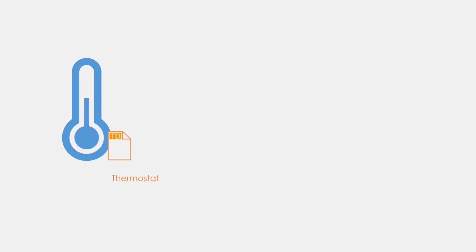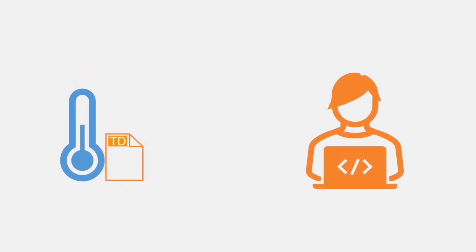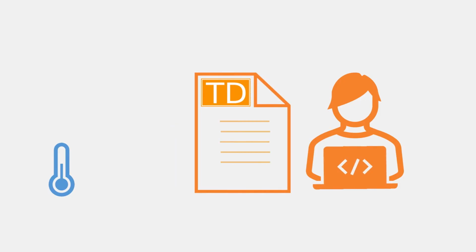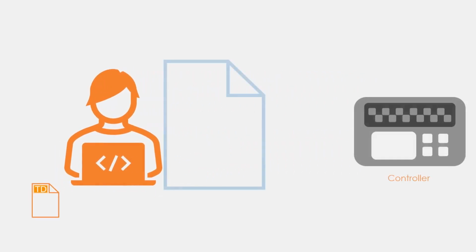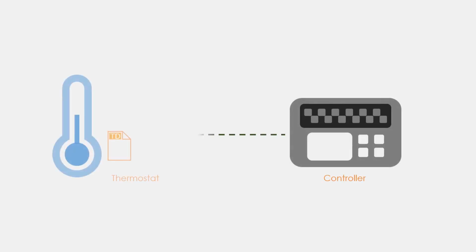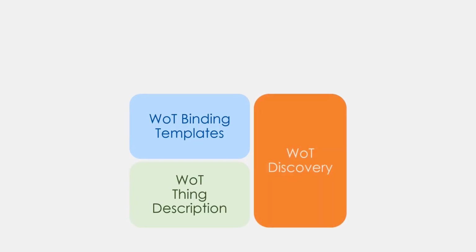The goal is to enable communication within the machines or controllers. Typically, a programmer can read the robot's TD and program the controller accordingly. The controller then sends a request to the device from our example to change the temperature. The next building block is WoT discovery.